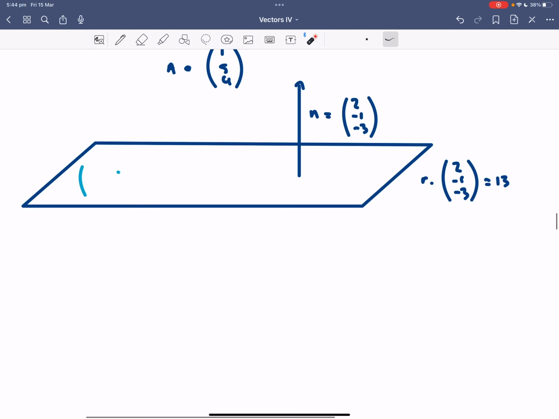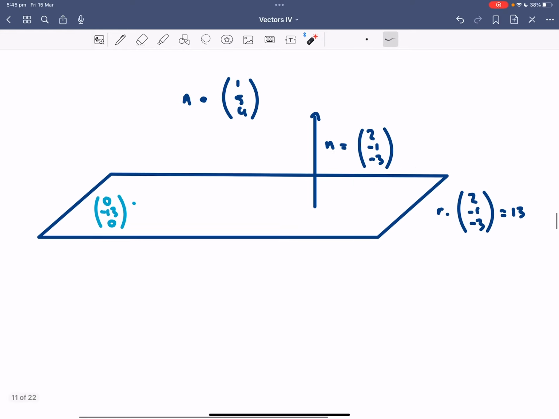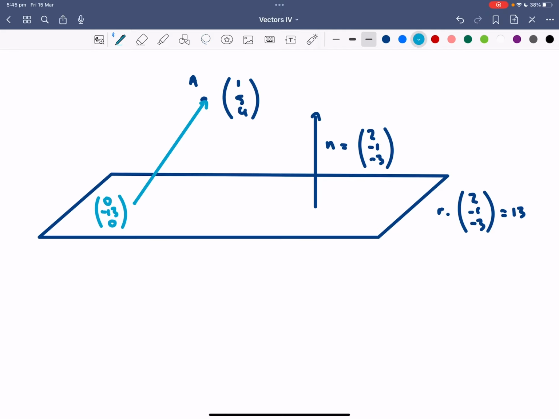The easiest numbers to do is 0, negative 13, 0. That is a point that lies on this plane because it satisfies this equation. So, what is an expression for this diagonal? An expression for this diagonal vector is just one take the other one.